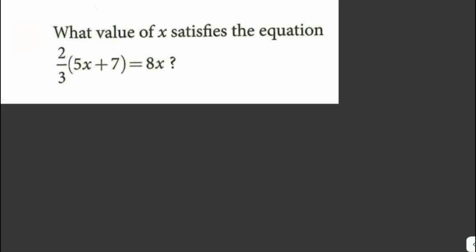What value of x satisfies the equation 2/3 times 5x plus 7 equals 8x? So we're given this expression here. We just have to solve for the value of x. We can either distribute 2/3 to the expression inside the parentheses, or we eliminate the denominator 3 first by multiplying both sides by 3. You can use either way, but the first method is a bit complicated, so let's just multiply both sides by 3.